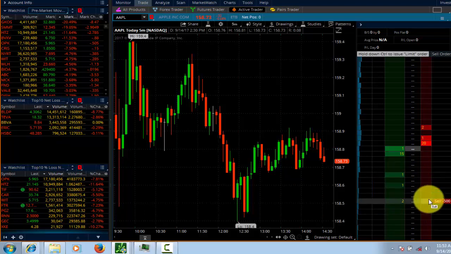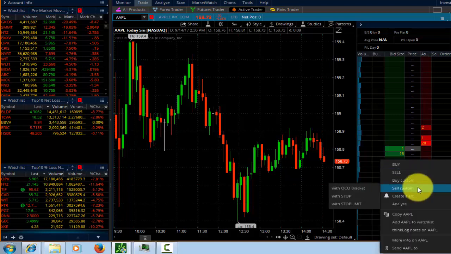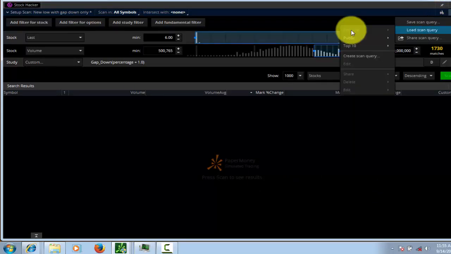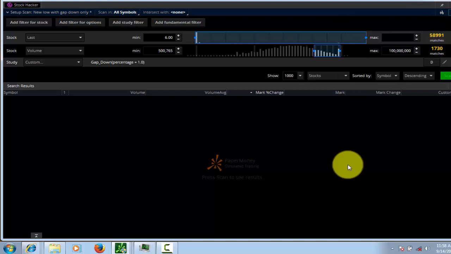On the right side here, I have bid and ask, and from this table, I execute my OCO order. What I do is I right click and do custom sell with OCO bracket. The next screen is Stock Hacker. The scans that I look at are loaded under load scan query and they're all listed under personal. I have made a video on my scan setup, so if you're interested you can take a look. I will link it somewhere here.